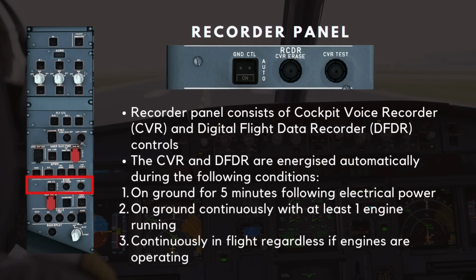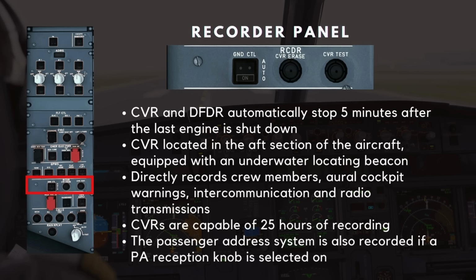The voice recorder panel consists of cockpit voice recorder, CVR, and digital flight data recorder, DFDR controls. The CVR and DFDR are energized automatically during the following conditions: on the ground for 5 minutes following electrical power, on the ground continuously with at least one engine running, continuously in flight, regardless if engines are operating. The CVR and DFDR both automatically stop 5 minutes after the last engine is shut down.